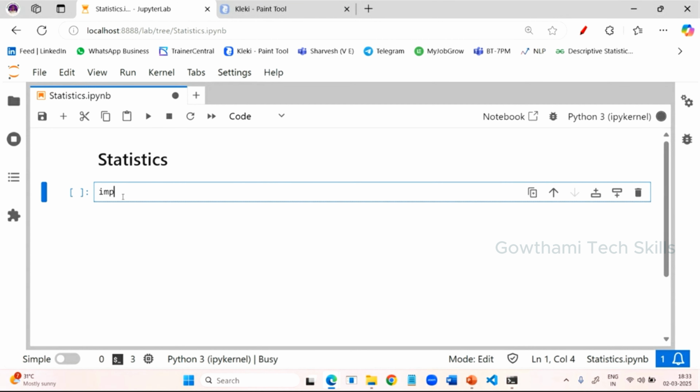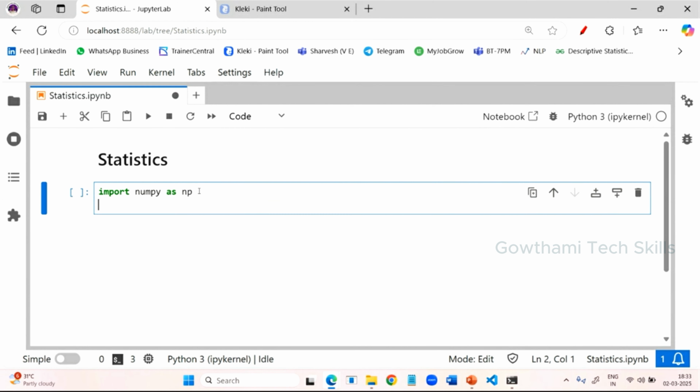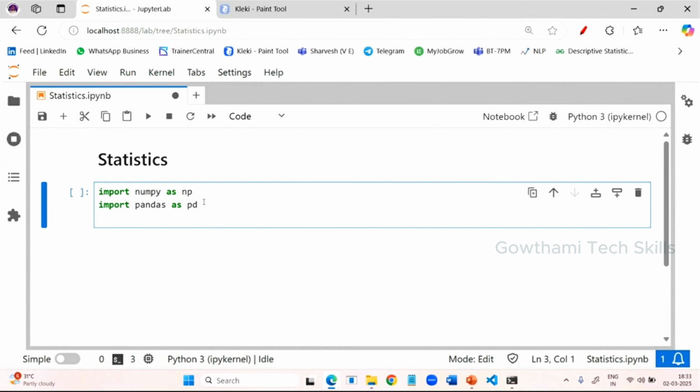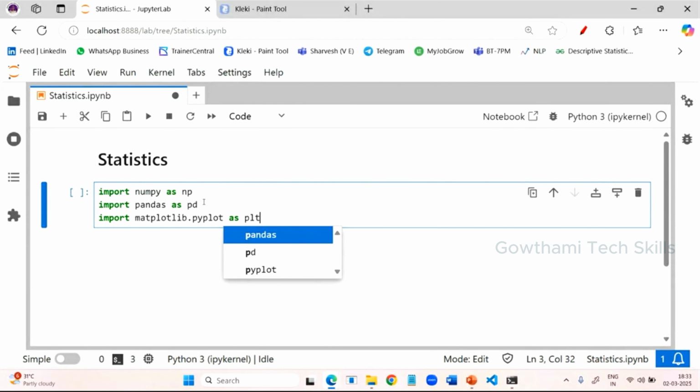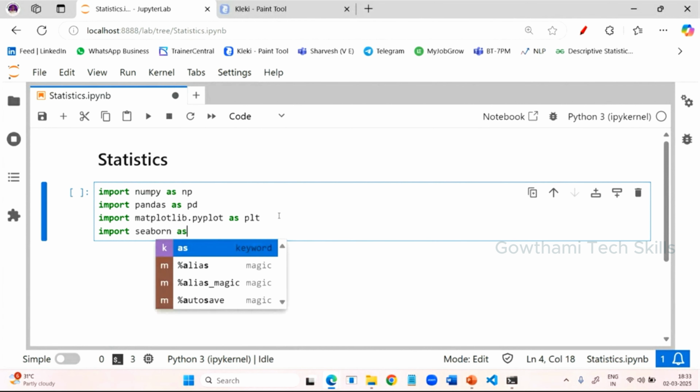First, import NumPy as np. NumPy library is imported. Later, I'm going to import Pandas library as pd. These short names, whatever you want, you can give it. Import matplotlib.pyplot as plt. If you want Seaborn also, you can import Seaborn as sns.